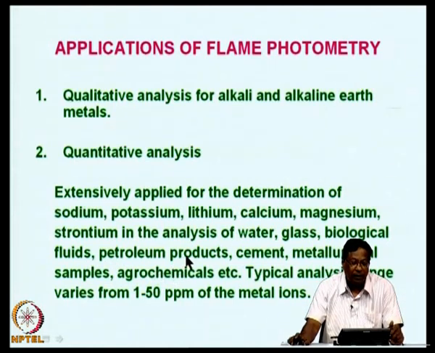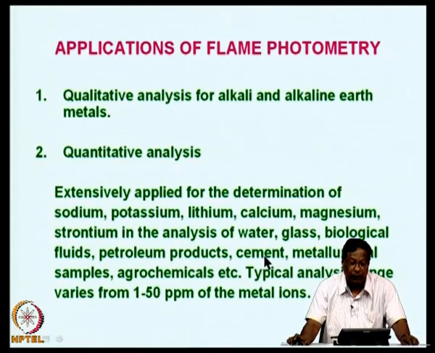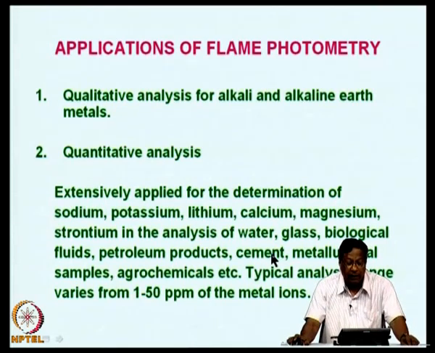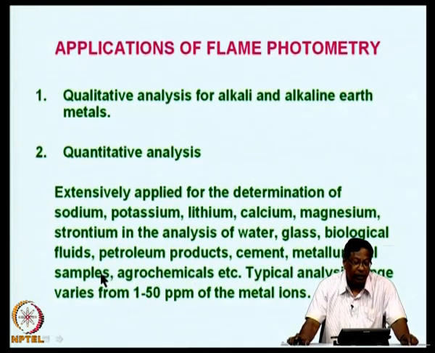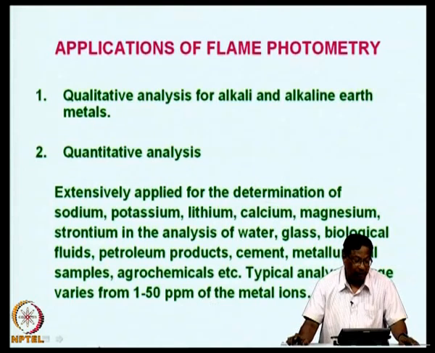In petroleum products, it is always important to know the concentration of the elements. In cement, we do not want very high concentration of sodium, and metallurgical samples always contain sodium, potassium, calcium, etc. And in agrochemicals, many of them contain sodium salts. So, the typical analysis range varies from 1 to 50 ppm of the metal ions.